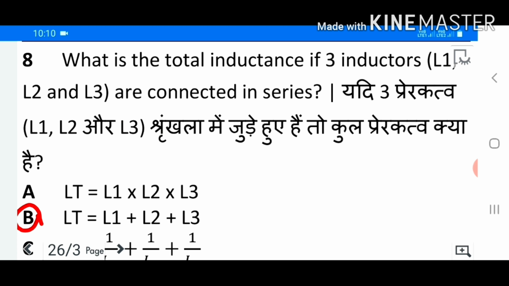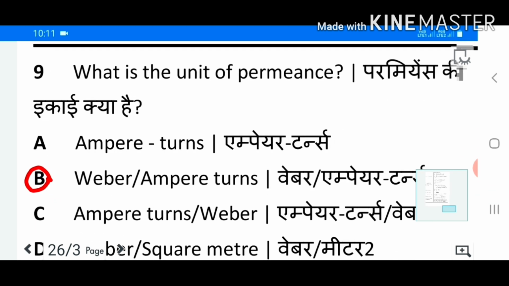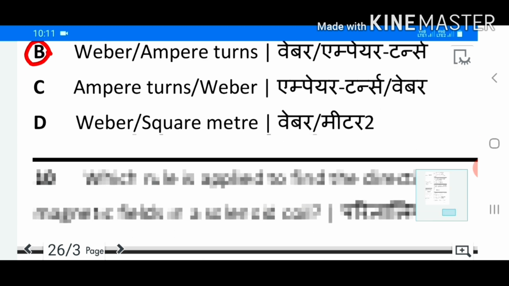8. What is the total inductance if 3 conductors are connected in series? Answer B. L total equal to L1 plus L2 plus L3. 9. What is the unit of permeance? Answer B. Weber per ampere turns.